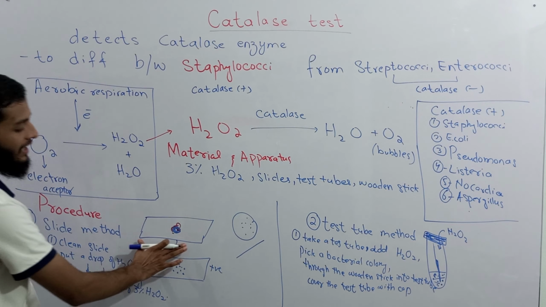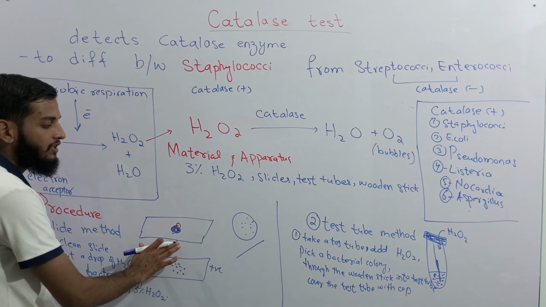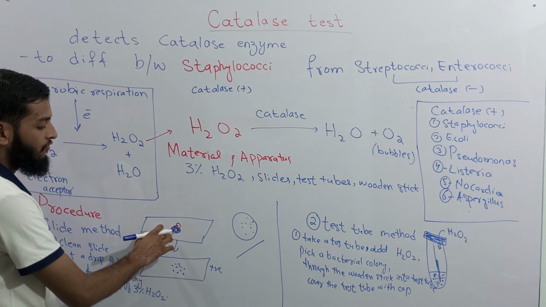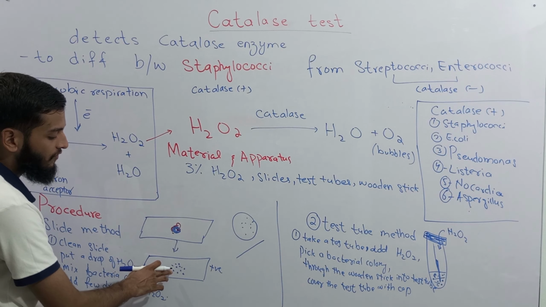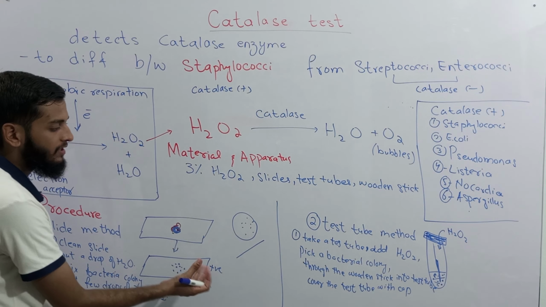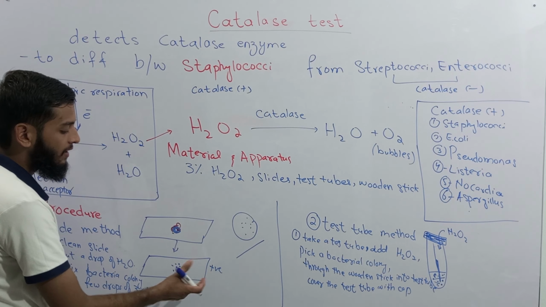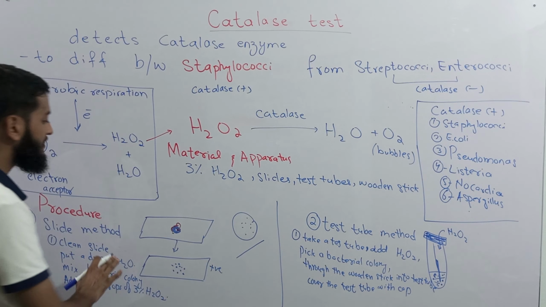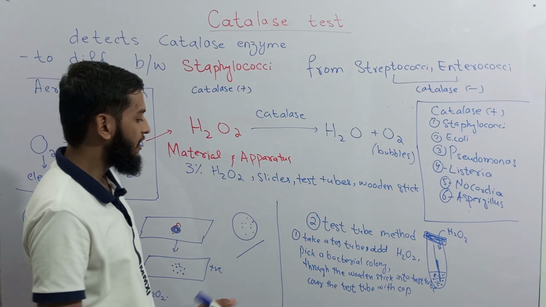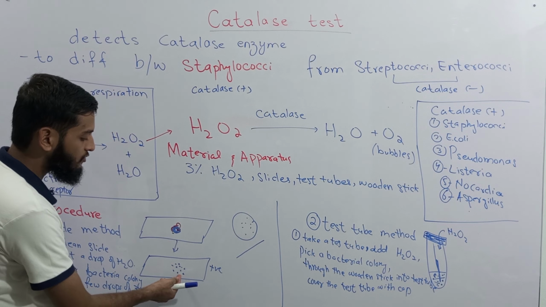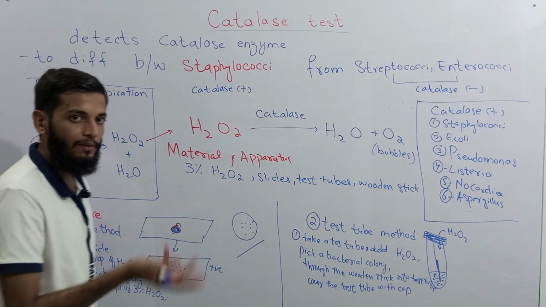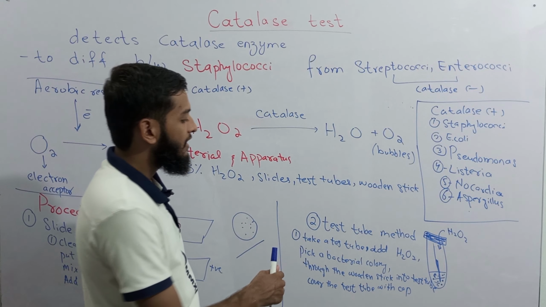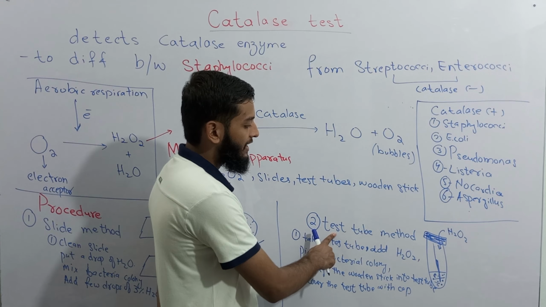In the slide method, we'll take a clean glass slide, put a drop of water, then mix the bacterial colony with the water, then add a few drops of hydrogen peroxide. Bubble formation will clearly be visible within 5 to 10 seconds if the test is positive. But this slide method is a biosafety concern, because due to this bubble formation and aerosol formation, these bacteria can be inhaled by the person who is performing this test. So it is ideally best to perform the test tube method.